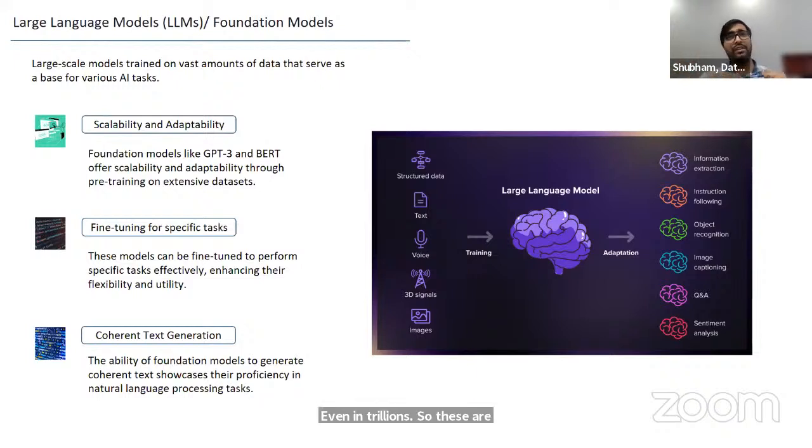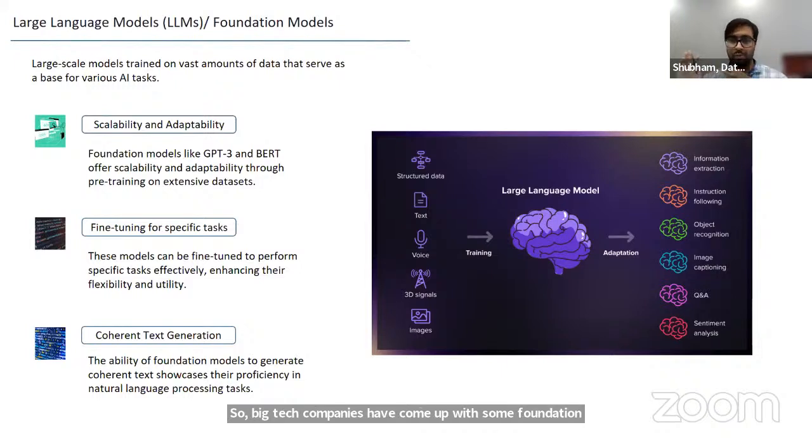They can't be trained on simple machines, since they require a lot of resources and compute power. So big tech companies have come up with foundation models which are trained on a large amount of data sets, using a large number of GPUs. These are the foundation models that we are seeing, whether it's GPT or Llama, trained on extensive data.